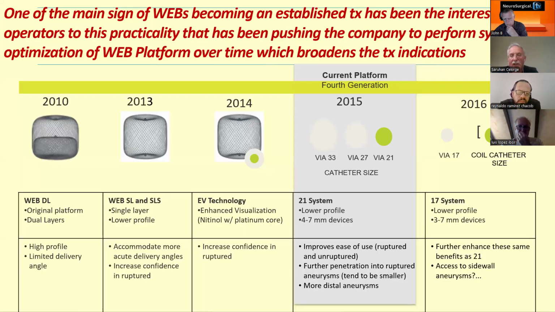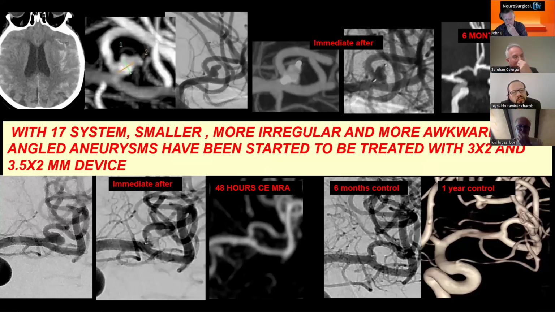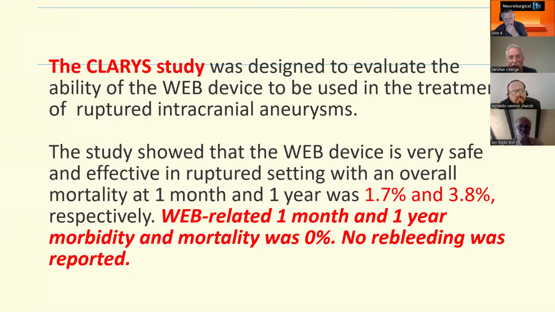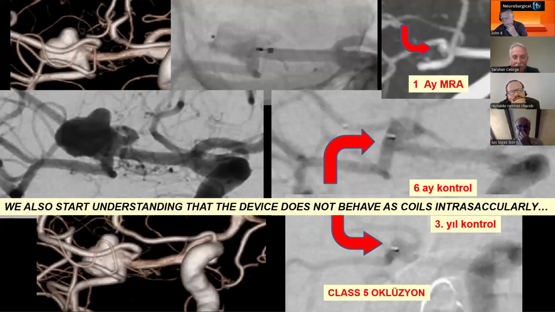Because of this device's superiority, it brought us small materials, small 17 system profile devices. We started to be more comfortable treating all these ruptured aneurysms. And these very well monitored GCP studies of Europe, with core lab and everything, showed an amazing safety of this device, not only in unruptured but also in ruptured patients. So we also started to understand that this device doesn't behave as coils do intrasaccularly.